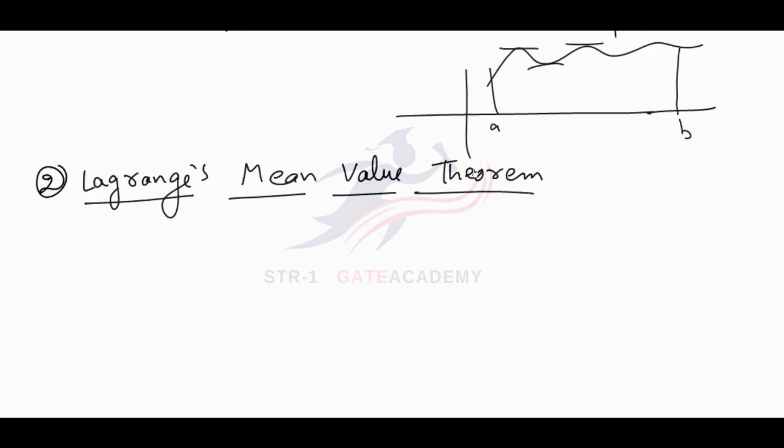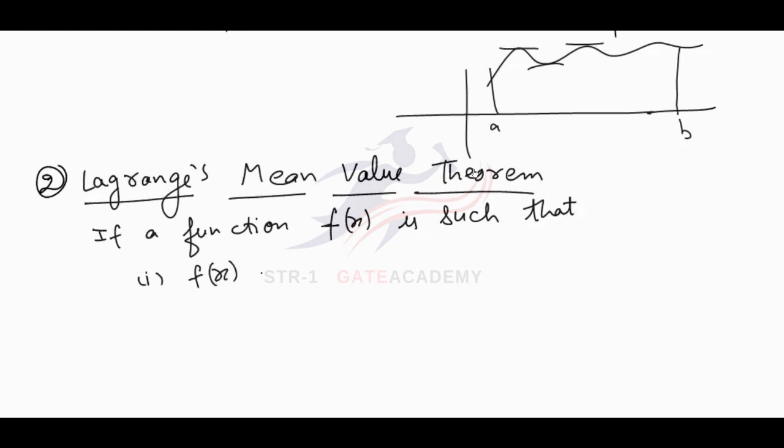Now what does Lagrange's mean value theorem say? Let us understand the statement. If a function f(x) is such that, I'm talking about the statement, first, f(x) is continuous in the closed interval [a, b].